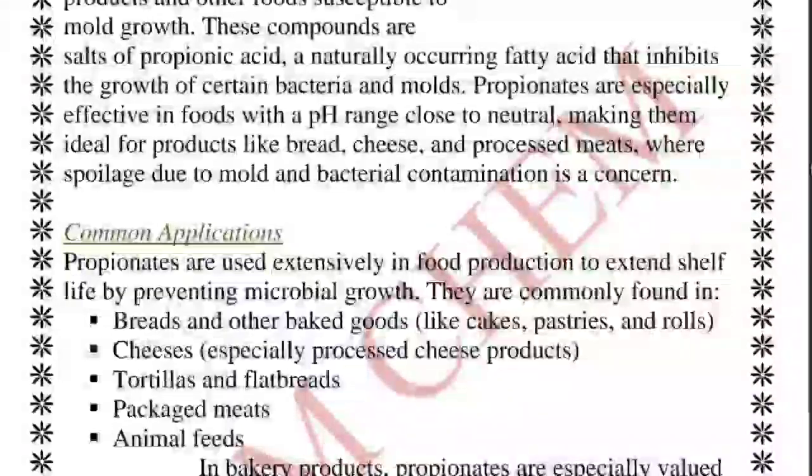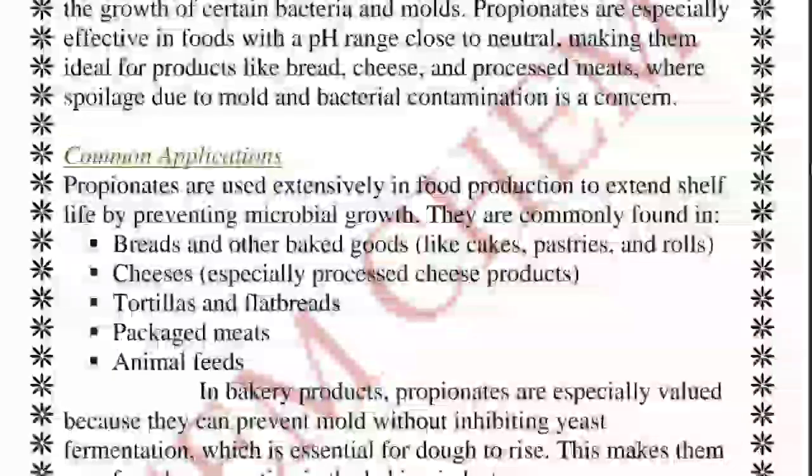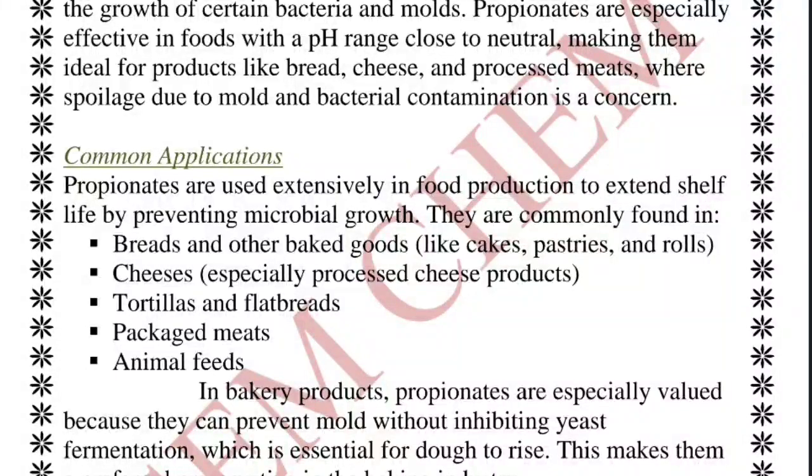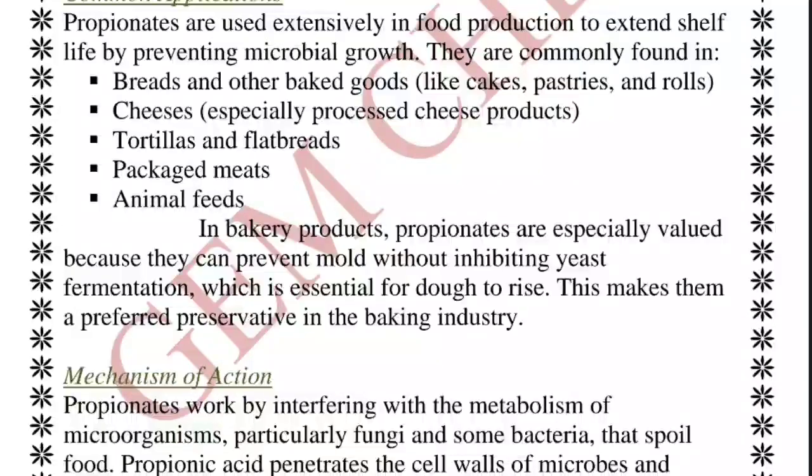Previously it was acidic in nature, preserving the food which was acidic in nature. In this case the pH is neutral. The common application for this one is found in breads, cheeses, tortillas and packaged meats. In bakery products, propionates are especially valued because they can prevent mold growth.